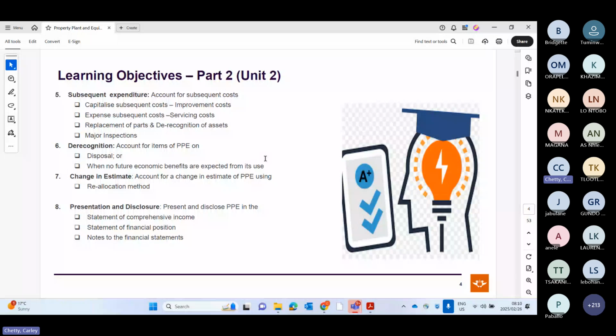And for this module, we just look at the reallocation method. Then we're going to look at presentation and disclosure. How do we present and disclose PPE in the various statements? We're going to look at the statement of comprehensive income, the statement of financial position, and the notes to the financial statements.